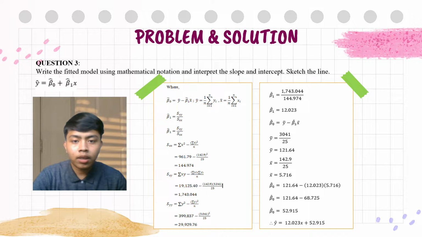Question 3 asks to fit a simple linear regression using mathematical notation, interpret the slope and intercept, and sketch the line. To solve the upcoming equation, we had searched the value of x, y, x to the power of 2, y to the power of 2, and xy, as you can see from the table on the slide before. We answer the question by using the equation of y hat equal to beta hat 0 plus beta hat 1 x. To find the value of beta hat 1, we use the equation of Sxy divided by Sxx.